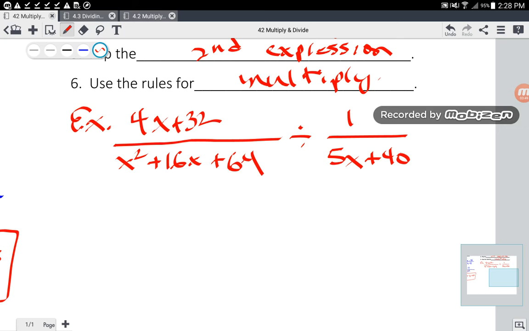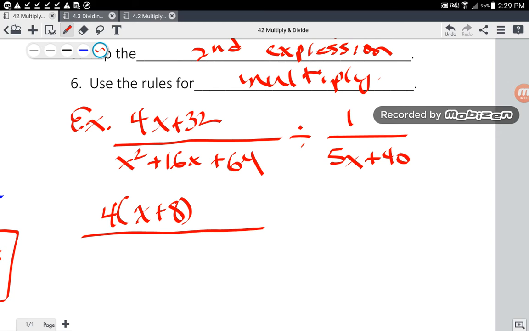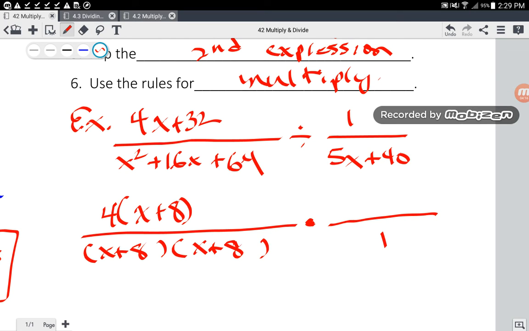All right, so here's an example. I'm going to factor while rewriting this. So the largest number that divides 4 and 32 is 4, leaving me x plus 8. In the denominator, numbers that multiply to 64 and add to 16 is 8 and 8. I'm going to change this from divide to multiply. Flip the second term. The 5x plus 40 factors into 5 parentheses x plus 8.